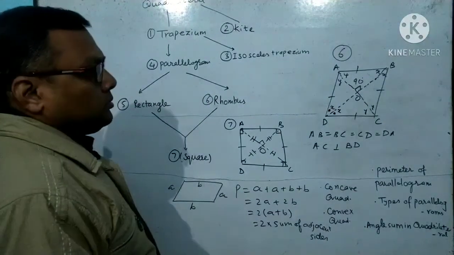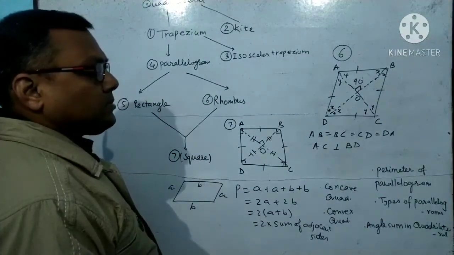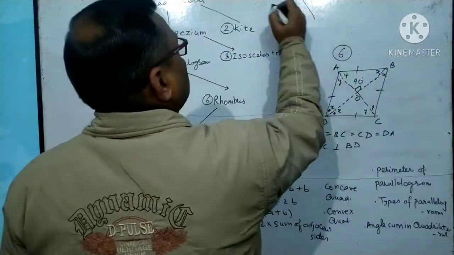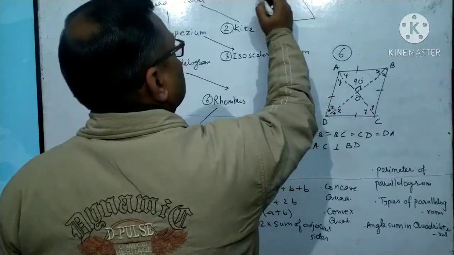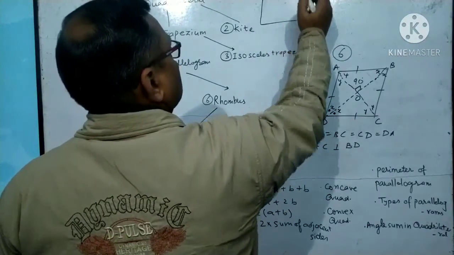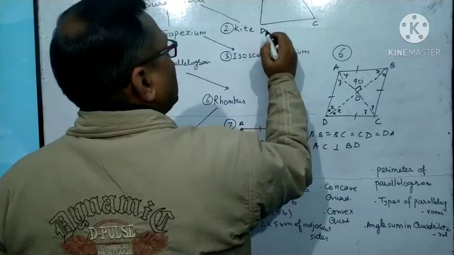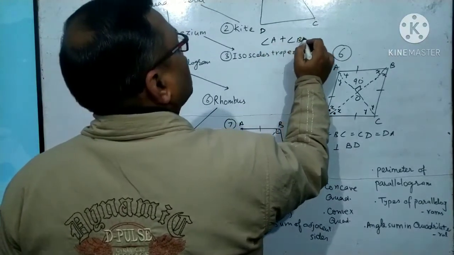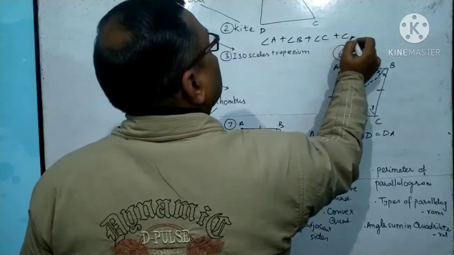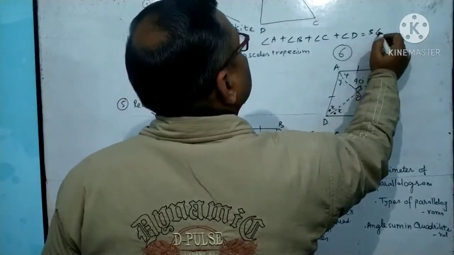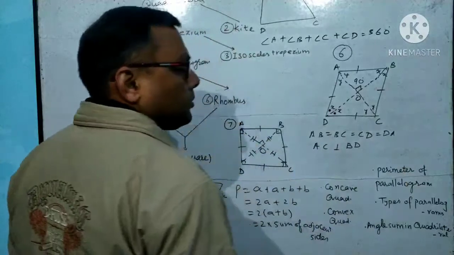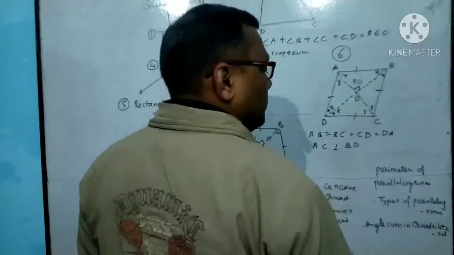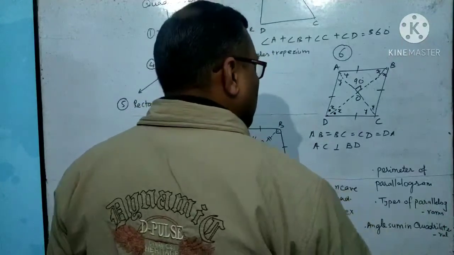Now I am going to take the angle sum property of a quadrilateral. Suppose this is a quadrilateral ABCD. So angle A plus angle B plus angle C plus angle D is 360. This is called the angle sum property. And we have taken the perimeter of a parallelogram, types of parallelogram, and the angle sum property.